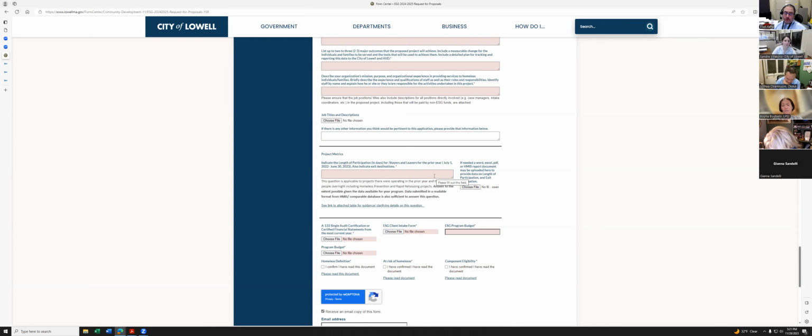If you don't have to do a single audit for the federal government, the only thing that we do ask is that you provide your financial statement. But if you do have the single audit, because I know the Lowell school system does, it's probably with the city of Lowell's. I'm assuming CTI definitely has one. So just provide that there. And then we have a space for program budgets.